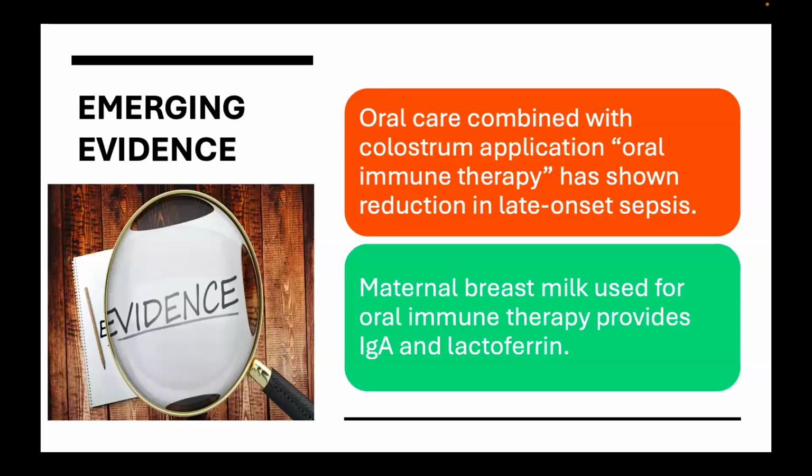So emerging evidence, recent researchers have suggested that probiotics reduce pathogenic colonization, improve ventilator circuit technology and biofilm control on endotracheal tubes, and enhance infection surveillance systems. And maternal breast milk used for oral immune therapy provides IgA and lactoferrin. It has also been shown that oral care combined with colostrum application works as an oral immune therapy, and it helps in reduction of late onset sepsis.